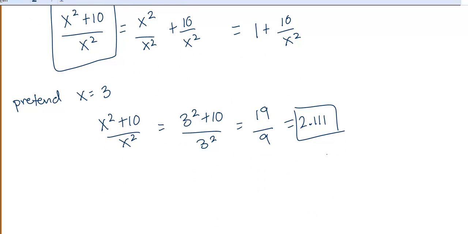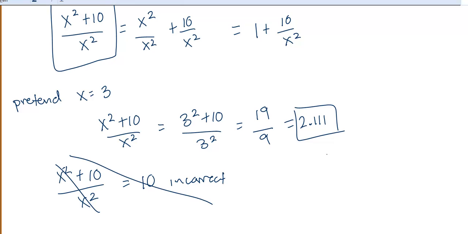Now what if you did x squared plus 10 over x squared, and you cancel the x squareds first, you would just get 10. Notice this is incorrect. It is not the same answer. So there's your proof that it doesn't work to do it that way. We should not do it that way. Instead, we can only simplify quotients if we can divide each term in the numerator by the denominator. So we'd have to do x squared over x squared and 10 over x squared.